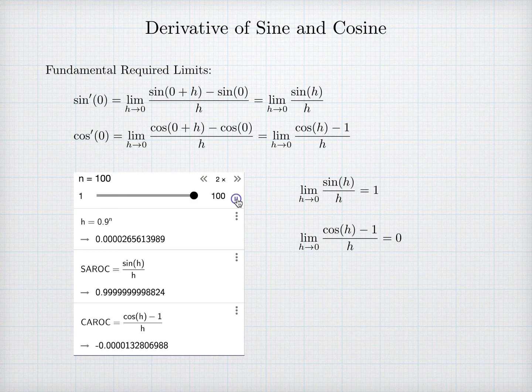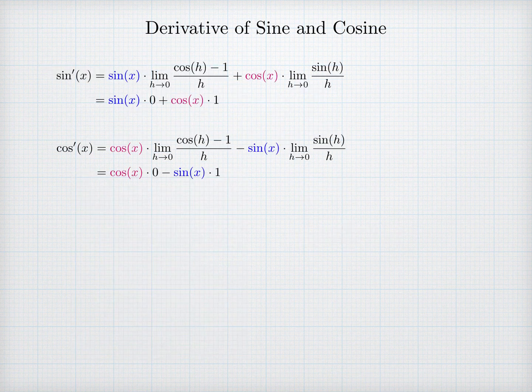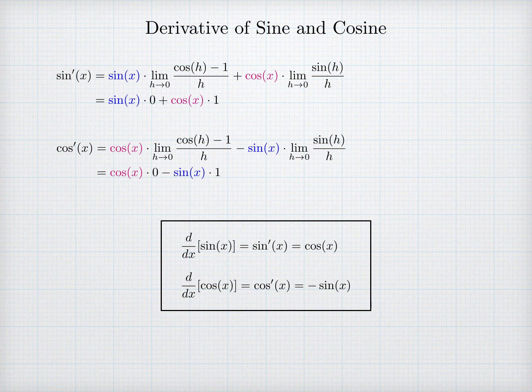Once I know these limits, I can go back and substitute them into my derivative formulas. And so I get the sine's derivative is sine of x times 0 plus the cosine of x times 1. And the cosine's derivative is cosine of x times 0 minus sine of x times 1. And when I simplify those, I get that the derivative of the sine is the cosine function, and the derivative of the cosine is negative sine of x. Remember where that negative sign came from? It came from the subtraction in the cosine sum identity.